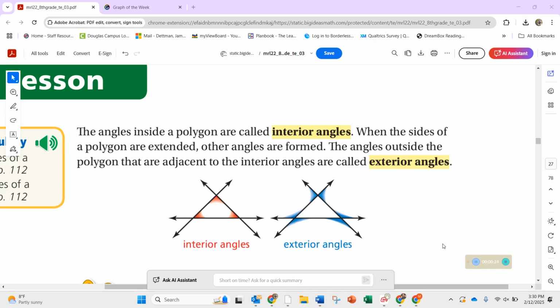All right, another one you're going to want to jot down. I'm just going to read it while you jot these down. Understand exterior and interior angles. The angles inside the polygon, as you can see in red, are interior angles. They're on the inside, they're interior. And when the sides of a polygon are extended, other angles are formed, right? Because they keep going. You can see the ones that come out here. These other angles are called the exterior ones. Write this down, copy this, do a quick sketch. I'll hit pause, you hit pause, and then come back.